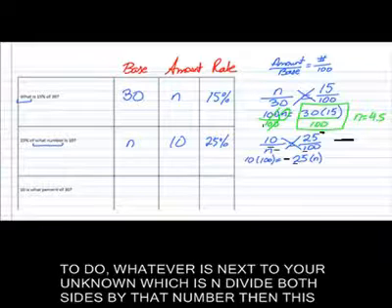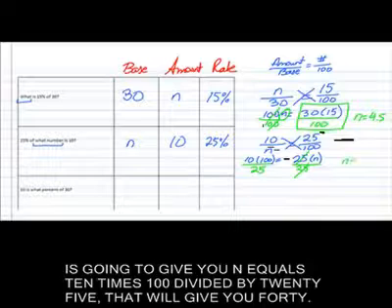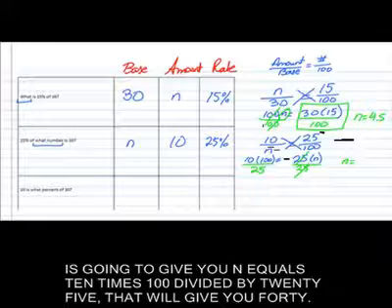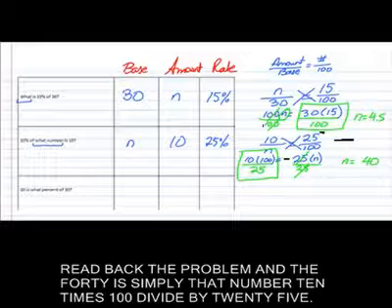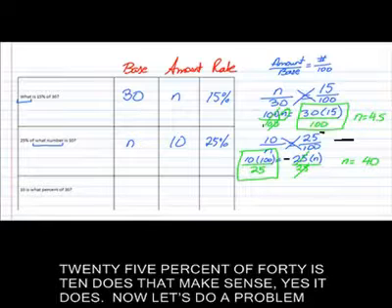Now what am I allowed to do? Whatever is next to your unknown, which is n, divide both sides by that number. Then this is going to give you n equals 10 times 100 divided by 25. That will give you 40. Read back the problem: 25% of 40 is 10. Does that make sense? Yes, it does.